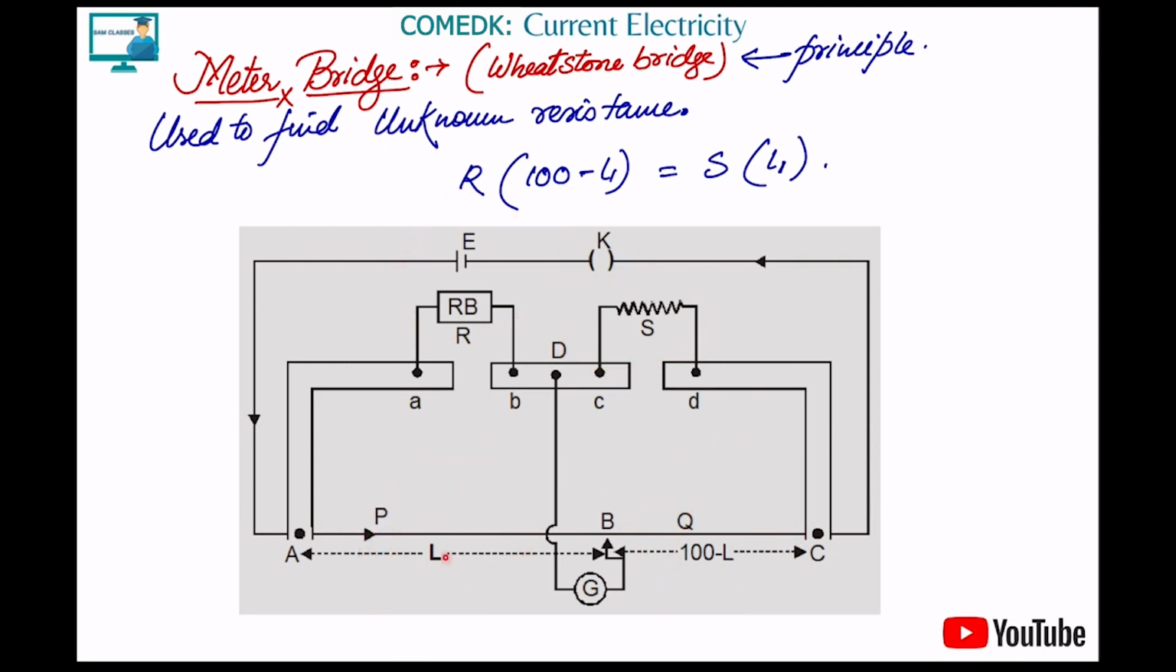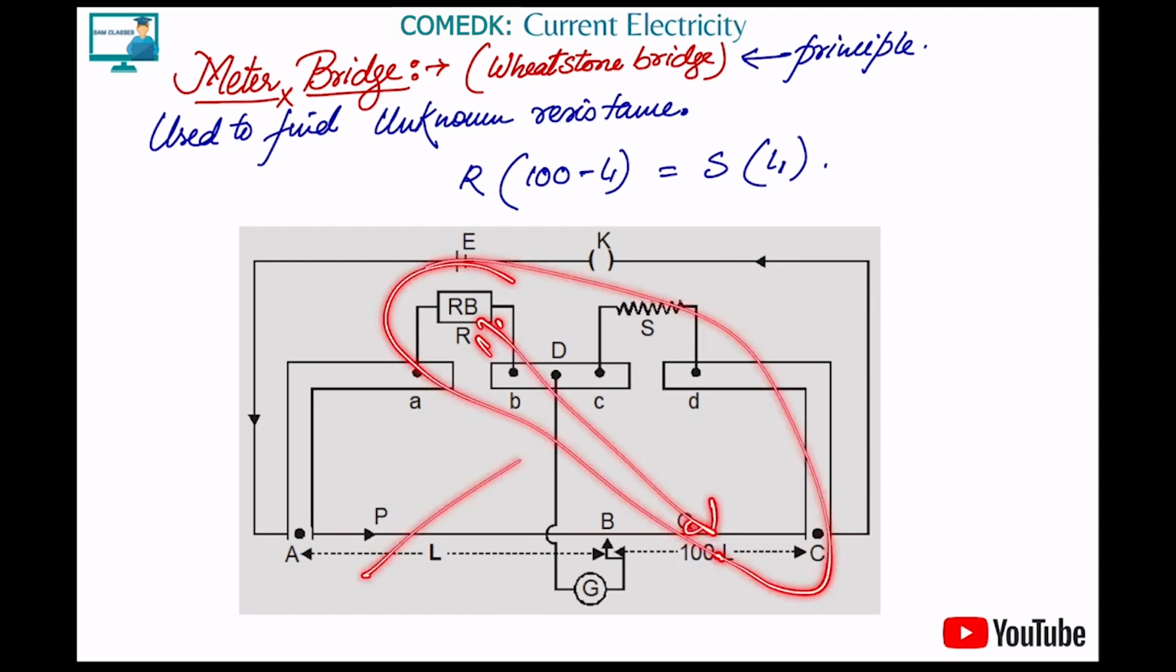So if it is L1 and 100 minus L1, here also the same thing, opposite. So R, opposite, you multiply R into 100 minus L, and that is equal to S into L.